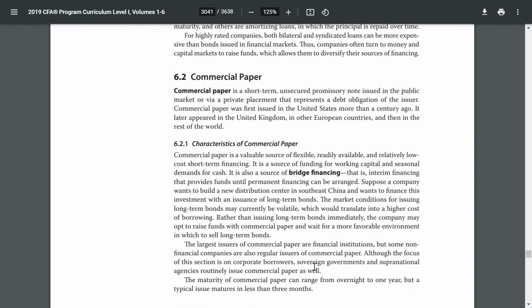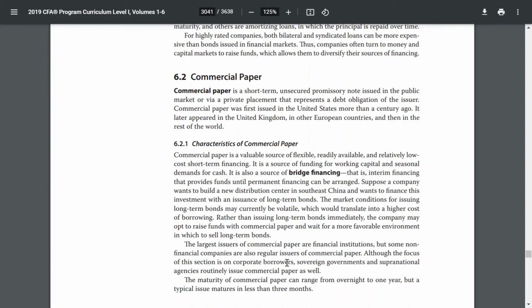Commercial paper. Commercial paper is a short-term unsecured promissory note issued to a public market or through a private placement that represents a debt obligation of the issuer. Commercial paper was first issued in the U.S. more than a century ago. It later appeared in the U.K. and other European countries, and then in the rest of the world.